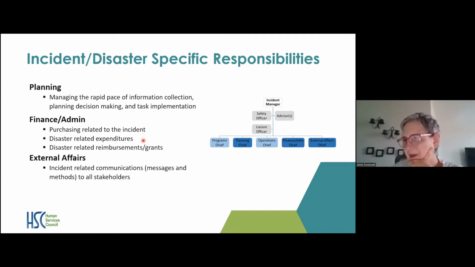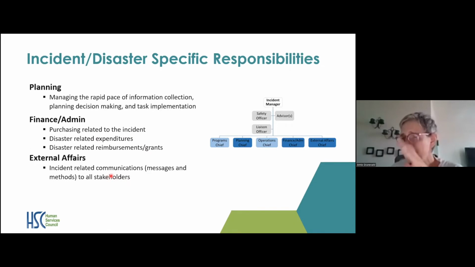responsibility as well. Finance and admin, same thing. You're dealing with the money and administration, but a lot of it is keeping close tabs on your incident-related expenses. Some of them you might be able to get reimbursements for, such as insurance reimbursements. There might be things like the PPP that are available to you. There might be special grants, so you'd be working with development. So this is everything about income, reimbursements and allocations related to the incident.